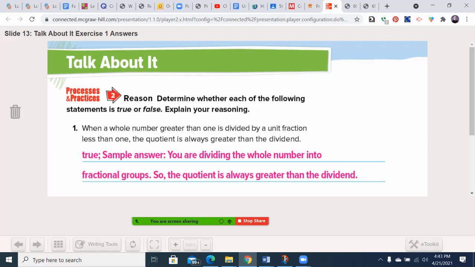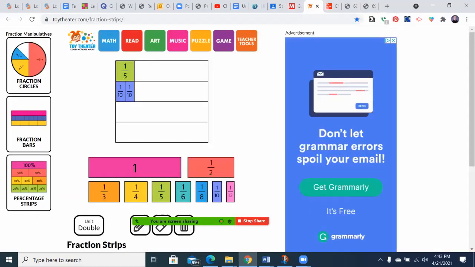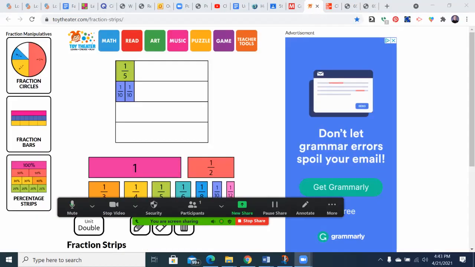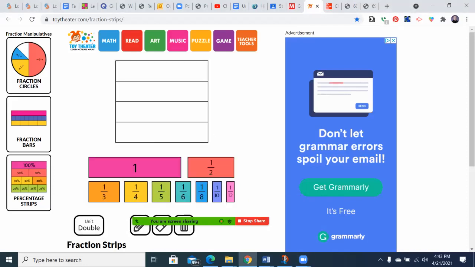It's true. You're dividing the whole number into fractional groups. So the quotient is always greater than the dividend. And so like, let's get it here and clear it. A whole number, let's say 1. If I'm putting it into thirds, that's a unit fraction less than 1. My quotient is 3. So that's how it looks. Works out for you.